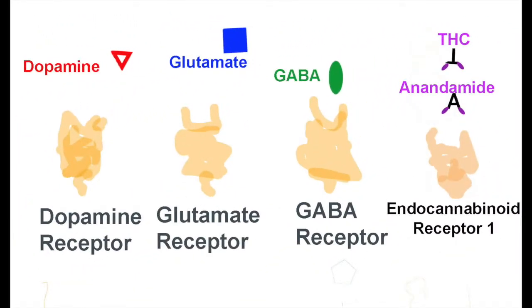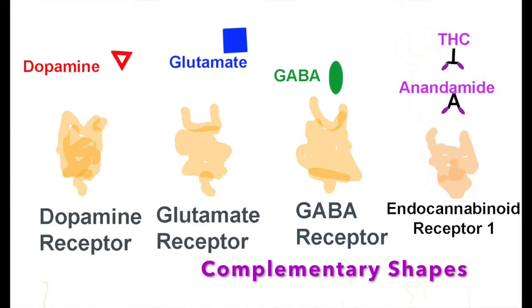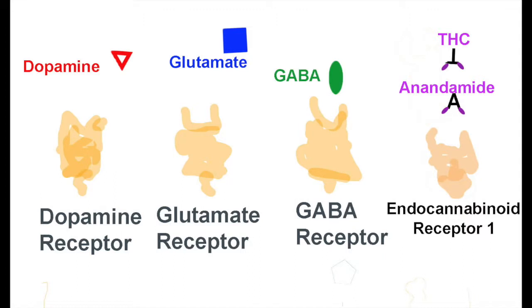Okay, let's start this way. So what I'm showing you here are 4 different chemical messengers in the brain: dopamine, glutamate, GABA, and anandamide. THC is just sitting there for now. And each one has a receptor. Notice not how big anything is, but the shapes. The shape of each of the chemical messages fit into its receptor because they have complementary shapes. That includes anandamide on the right with the endocannabinoid receptor number 1.